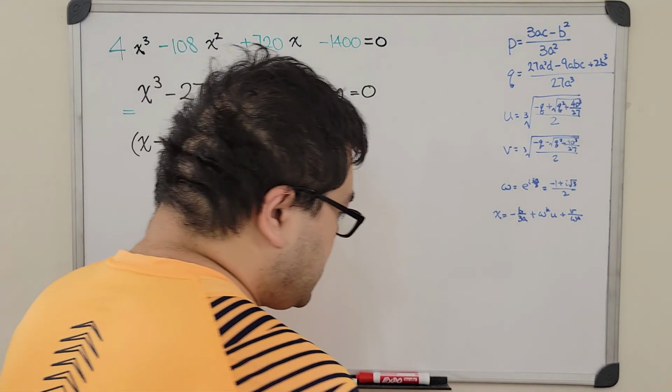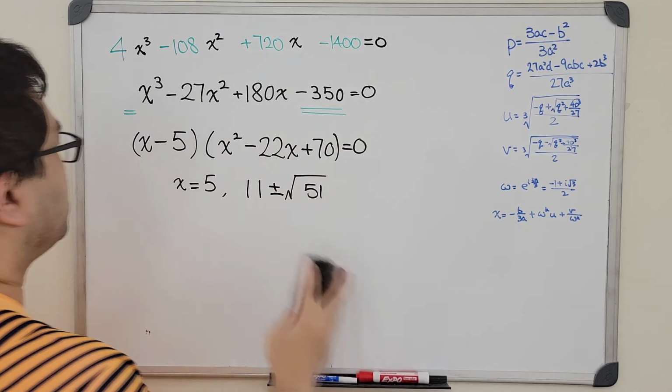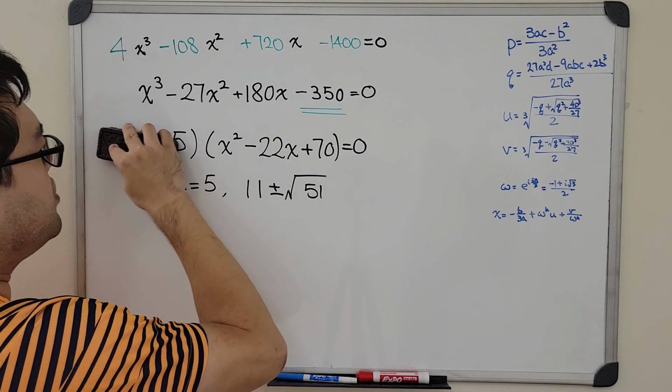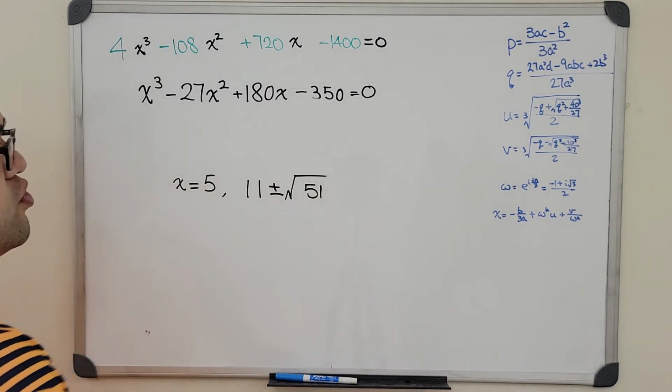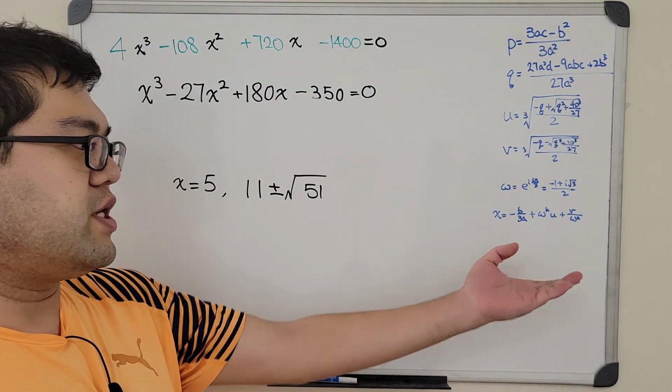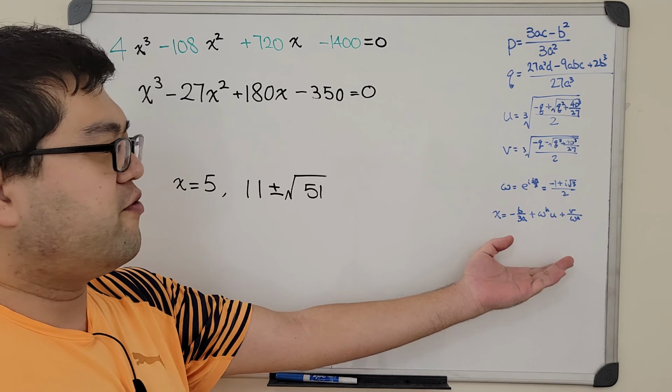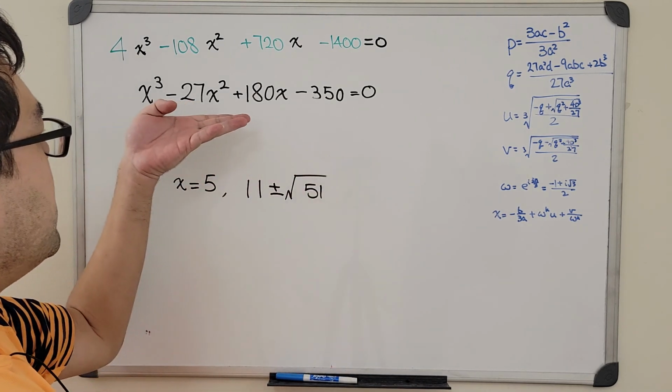This is it for the first method, which is what most people would use. Keep in mind, now we're going to move on to the second method, which is using just the cubic formula with the equation that we have.